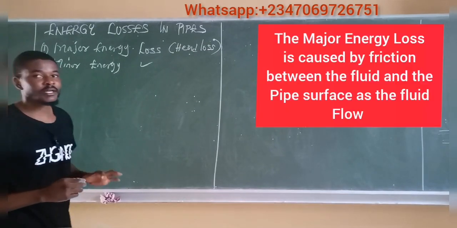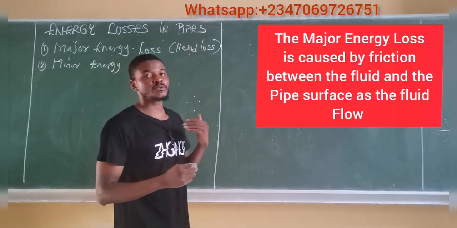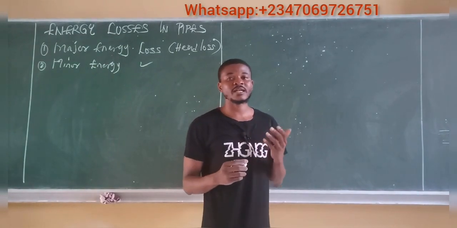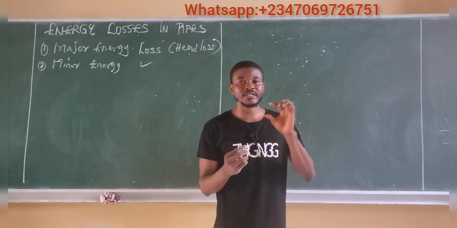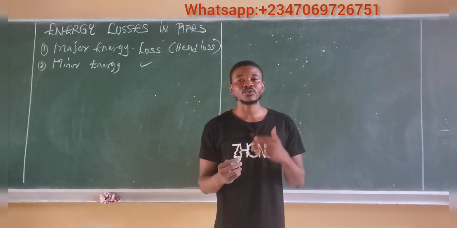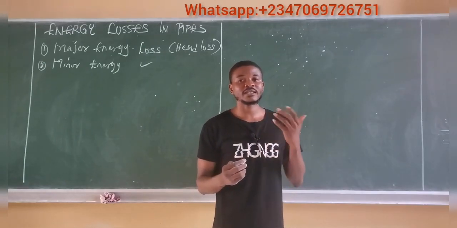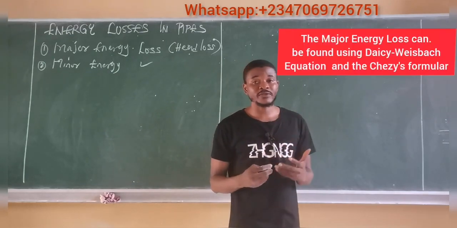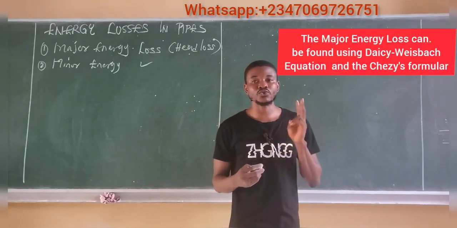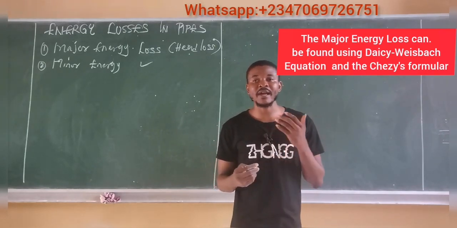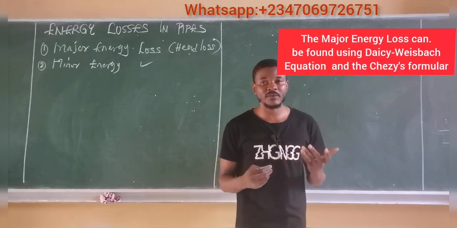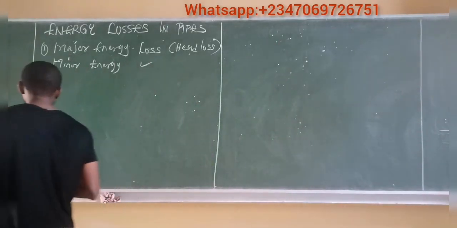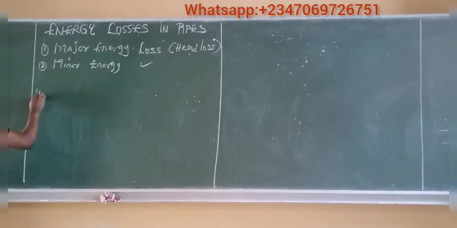The major energy loss is the energy loss due to friction. As fluid flows through a pipe, it encounters some form of friction which reduces the motion of the fluid in the pipe. That friction is what causes energy loss. Now, energy loss due to friction can be calculated using two formulas. The first is the Darcy-Weisbach equation, and the second is the Chezy formula.